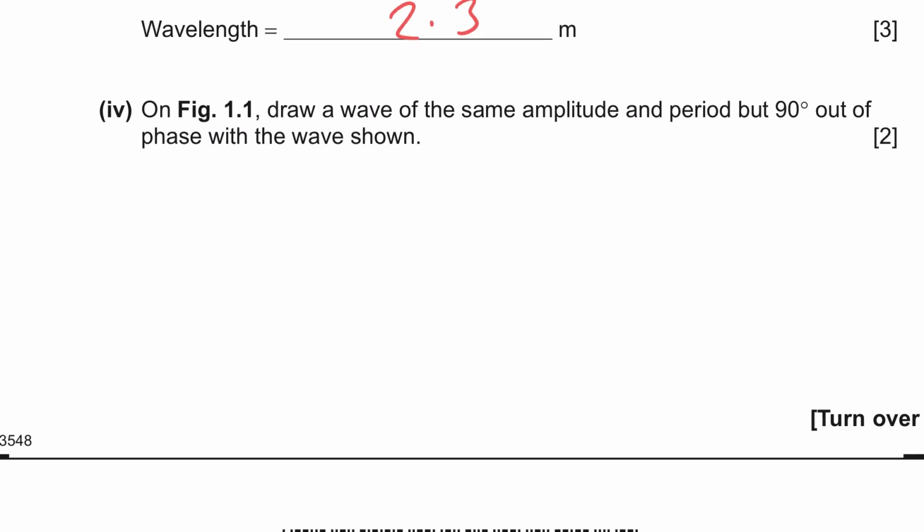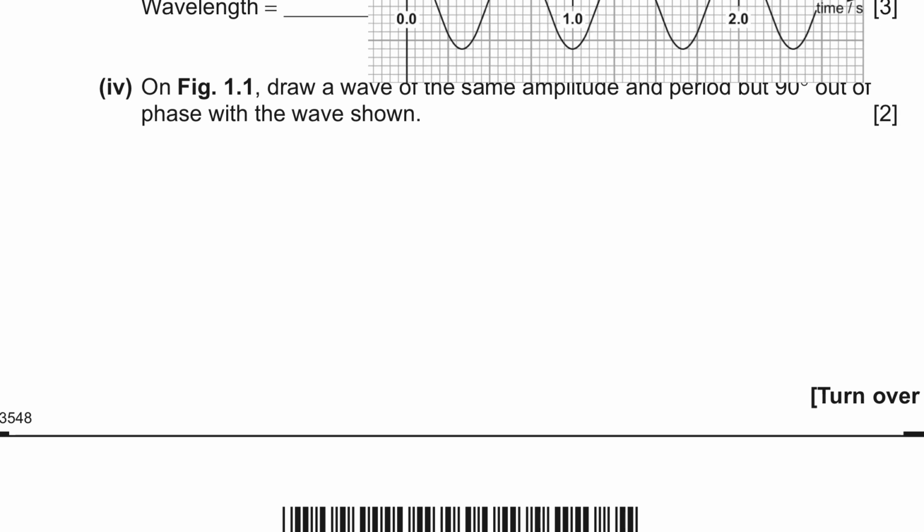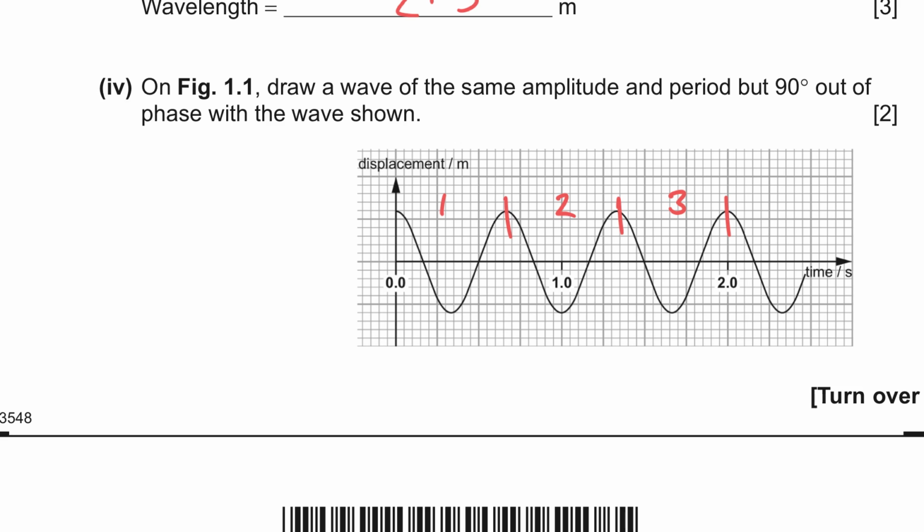Part 4 then. On figure 1.1, draw a wave of the same amplitude but 90 degrees out of phase with the wave shown. So we need a graph back for this. Okay, so 90 degrees out of phase is like a quarter of a wave. We think of 90 as being a quarter of a circle. So a quarter of a wave is to here. So that's where we're going to start, up there.